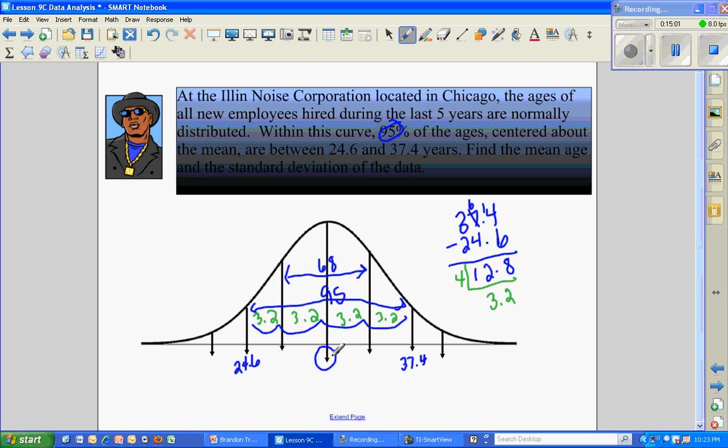Okay, so if I wanted to know what my mean was, I could add 6.4 and I would get 31. And I should be able to add 6.4 to 31 and get 37.4. So the mean would be 31.